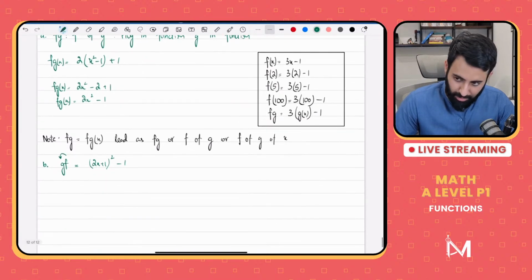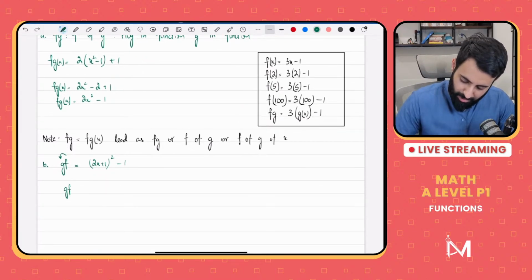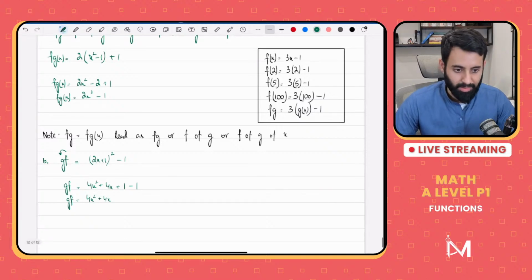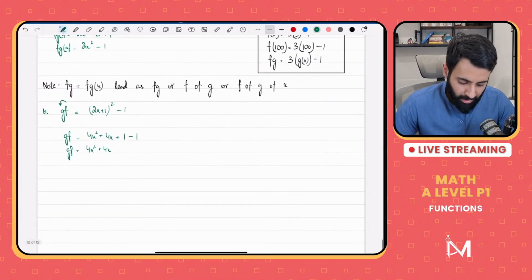All right, let's do another part. If, let's say, the question says expand, then we expand and we write it as 4x squared plus 4x plus 1 minus 1, which means g of f is equal to 4x squared plus 4x. That's the answer.